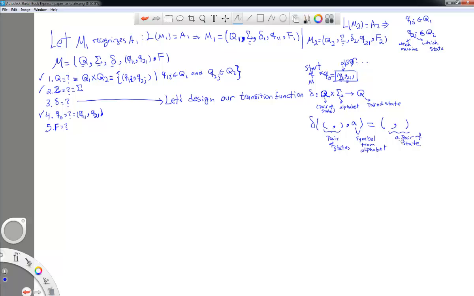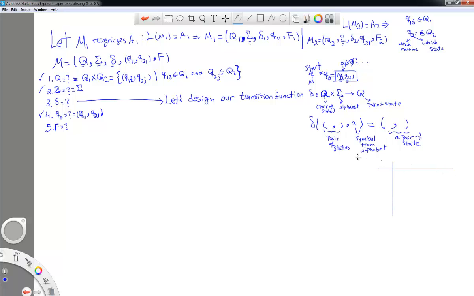So far I haven't done any magic. This is basically a result of me creating my Q for M to be the cross product of these two guys. So that's what makes the first element of my delta a pair of states, and then the second element comes from my symbol. That's fine. And let me just draw this out for you in terms of the more familiar table format that we've seen so far, right?